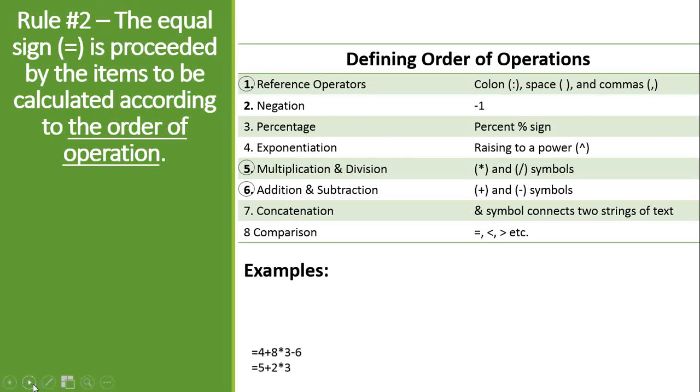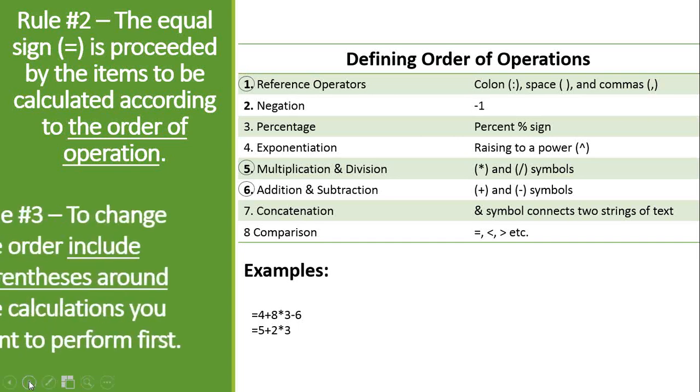Our first example, we have the formula equals 4 plus 8 times 3 minus 6. So the way that that formula would be strung together would actually be, take the value of 8 times 3, so 24, plus 4 minus 6. In the next example, how it reads is take the value of 2 times 3, so 6, plus 5. Okay? I might really want it to be equals 5 plus 2, and then take that value times 3. So how would I get it to read the way that I want it to read? Well, that leads us to rule number 3.